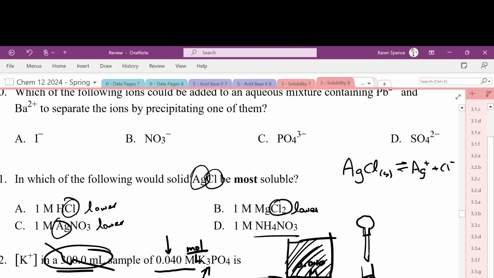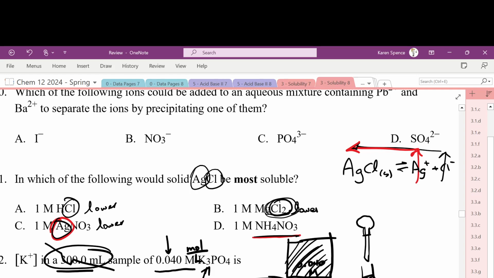If I add HCl, I'm increasing chloride, shifting to the left. That makes it less soluble. Same thing if MgCl2 would increase the chloride, shift it to the left. That would make it less soluble. Silver nitrate, that would be increasing the silver ion, which would shift it to the left, which would make it less soluble. And NH4NO3 does nothing. Those are both spectator ions. They don't react with anything. So doing nothing is going to be more soluble than any of the others, which actually make it less soluble.